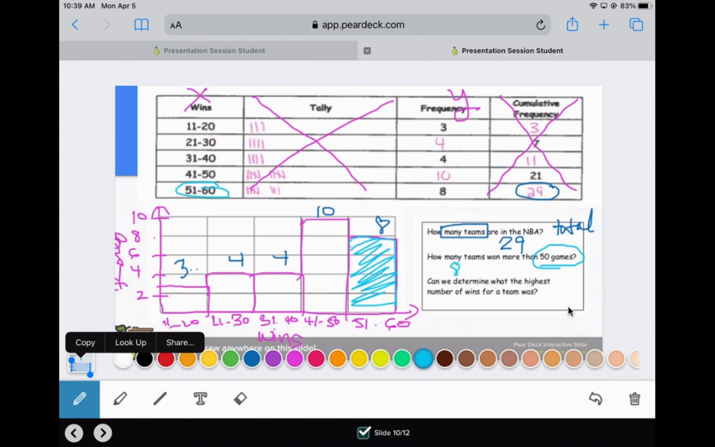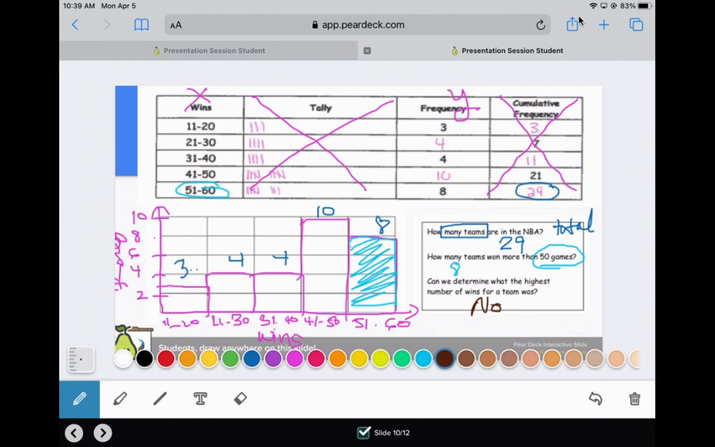Can we determine what the highest number of wins for a team was? We can't. We don't have enough information to determine the highest number of wins. Okay. Because it could be higher than that. It could be the next wins if we want to look at it.